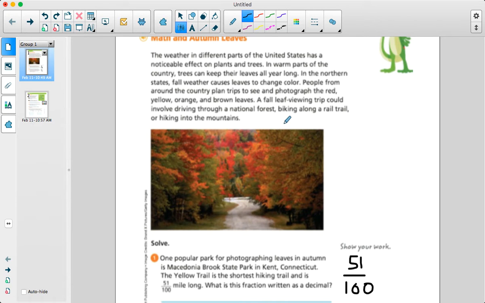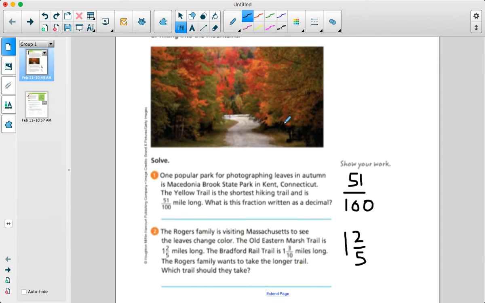The weather in different parts of the United States has a noticeable effect on the plants and trees. In warm parts of the country, trees can keep their leaves all year long. In the northern states, fall weather causes leaves to change color. People from around the country plan trips to see and photograph the red, yellow, orange, and brown leaves. A fall leaf viewing trip could involve driving through a national forest, biking along a rail trail, or hiking into the mountains. So here's our problems.